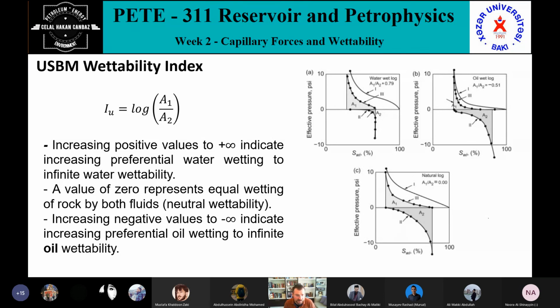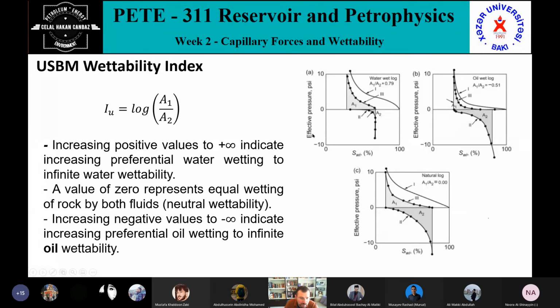Here, increasing positive values to plus infinity indicates increasing preferential water wetting to infinite water wettability. Because when you increase your area, let's think that it's going to plus infinity, your A1 will increase. So it will increase the preferential water wetting property.